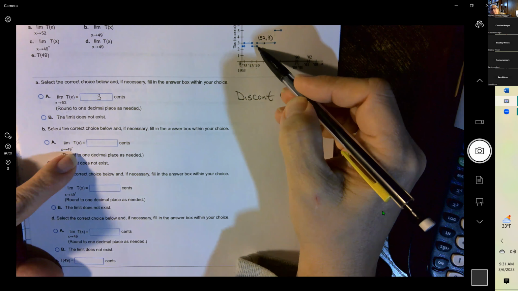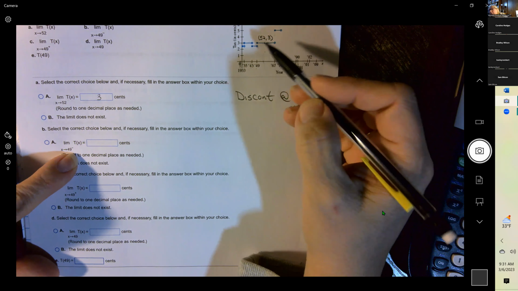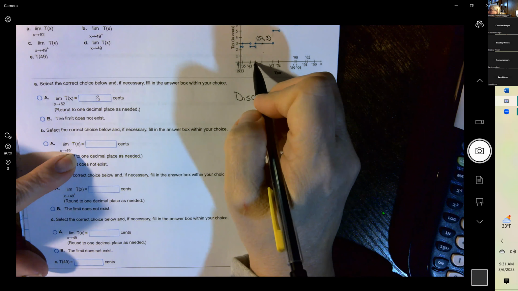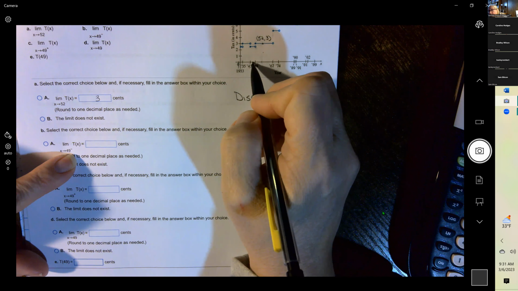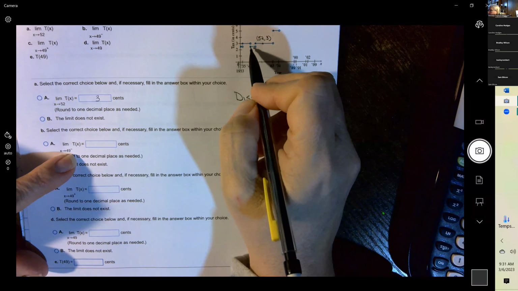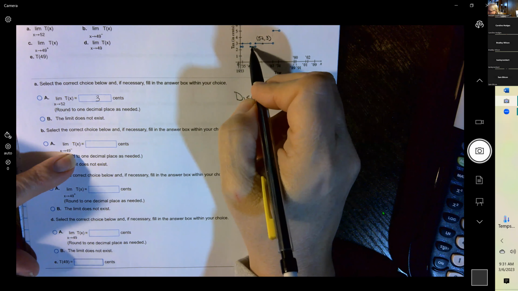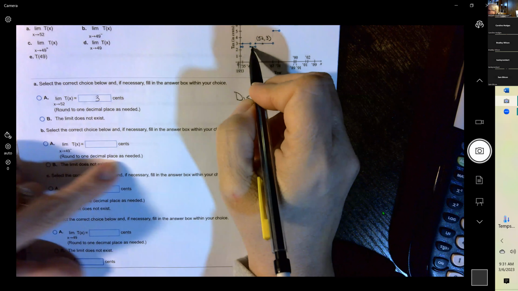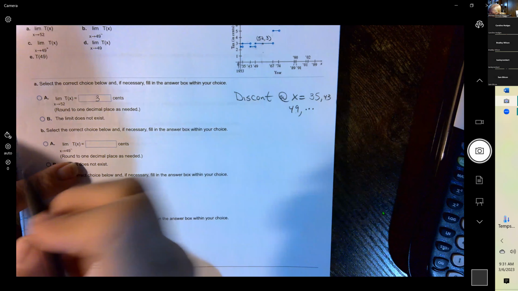No, the first one is a minus, which means from the left. So go to where 49 is, go a little bit to the left and see which line is above it. It's this one. So our answer is, round to 1 decimal place, 2.5.